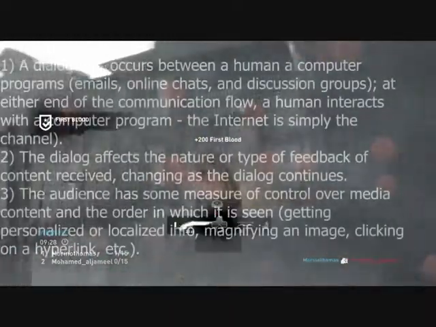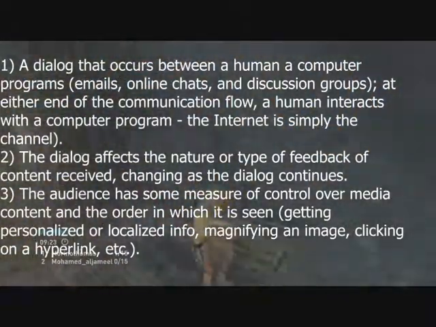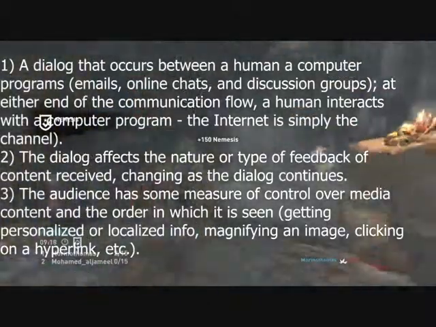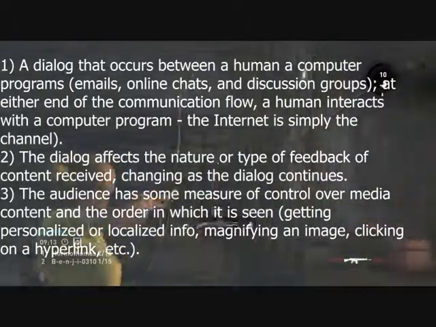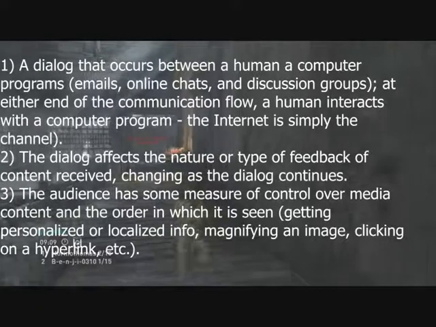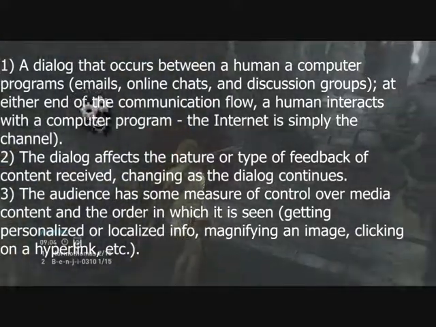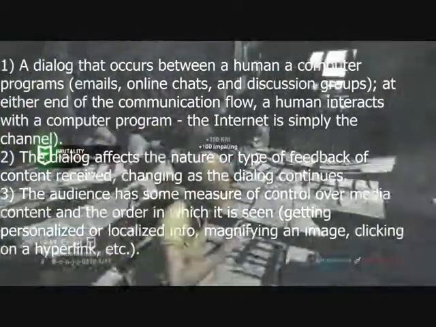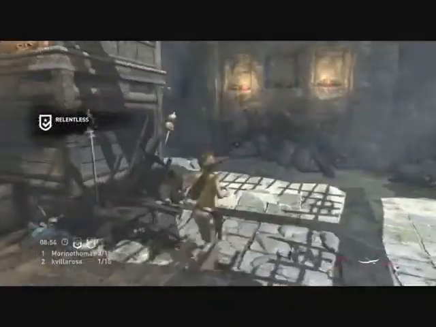First, a dialogue that occurs between a human and a computer program, such as emails, online chats, and discussion groups. At either end of the communication flow, a human interacts with a computer program. The internet is simply the channel. Secondly, the nature or type of feedback or content received changes as the dialogue continues. Thirdly, the audience has some measure of control over media content and the order in which it is seen, getting personalized and localized information, magnifying the image, clicking on a hyperlink, etc.